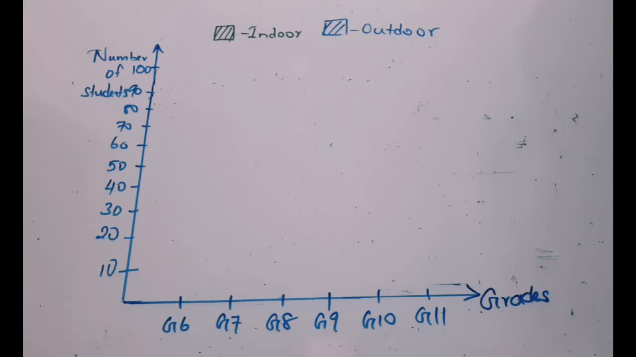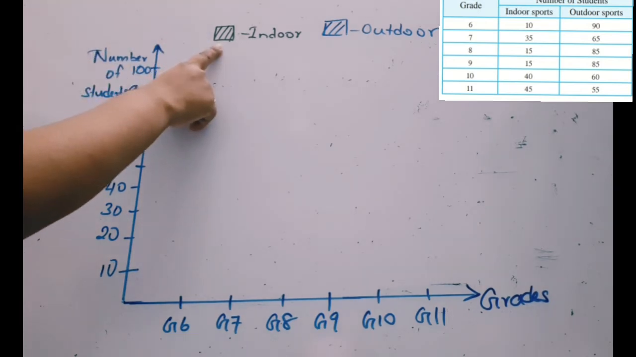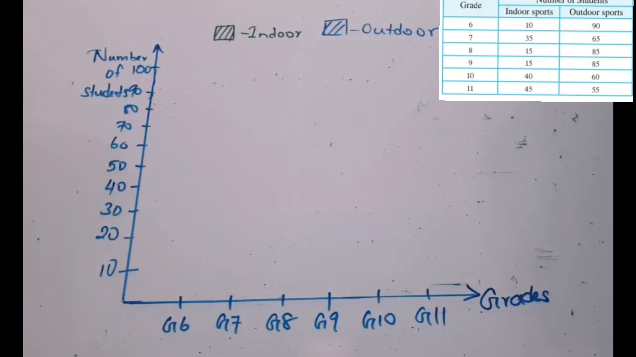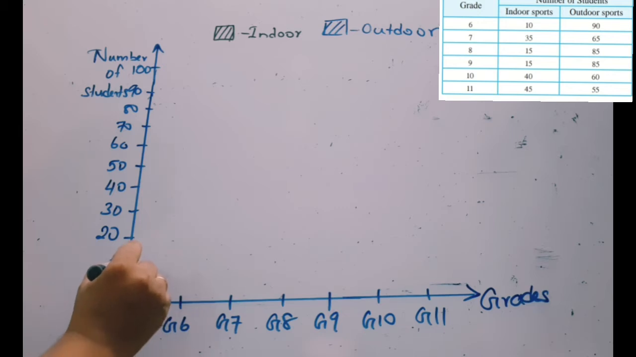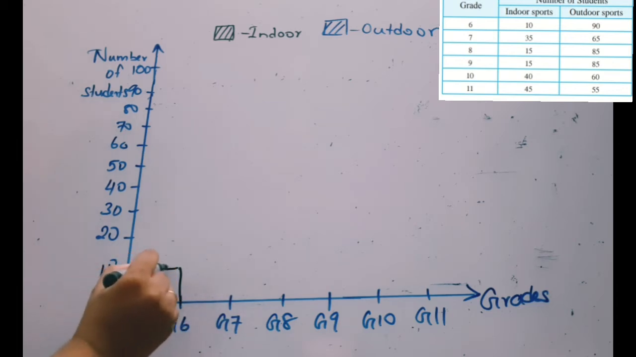Now let's represent the data given. Look at the first one, grade 6. Indoor sports, there are 10 students. Am I right? Indoor sports we are marking with black color. Since there are 10 students, I am going to draw a black color bar leveling with the number 10.